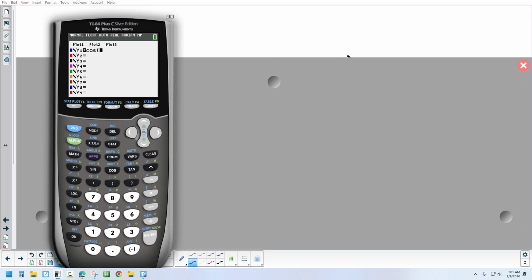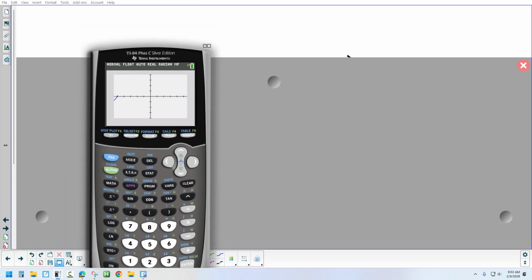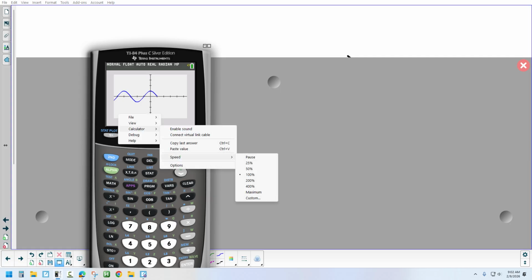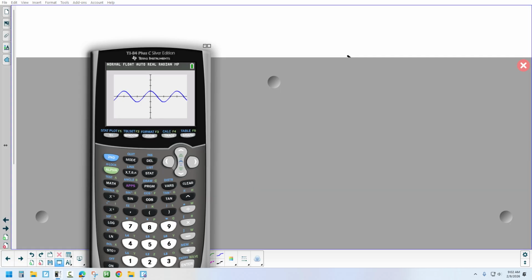All right, so I'm going to put in regular cosine. I'm going to do zoom 7. And my first question, does this graph pass the horizontal line test? No. So that's a problem. Because if it doesn't pass the horizontal line test, then that means when you try to sketch the inverse, it would fail the vertical line test. And failing the vertical line test is bad. That means it's not a function.